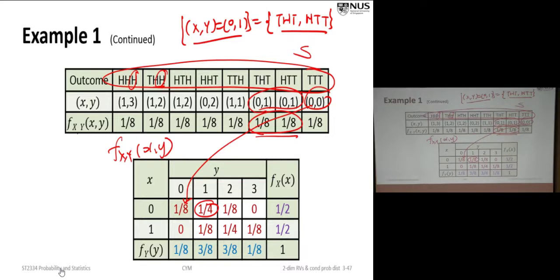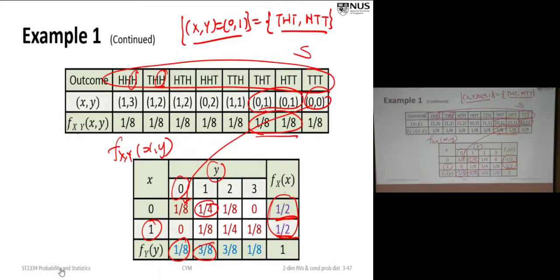And these are the marginals. So f of x equals 0 is half, f of x equals 1 is also half. Then for f of y equals 0, the chance is 1/8, y equals 1, it is 3/8, and so on. So these are the marginals of x, and this is the marginal of y.